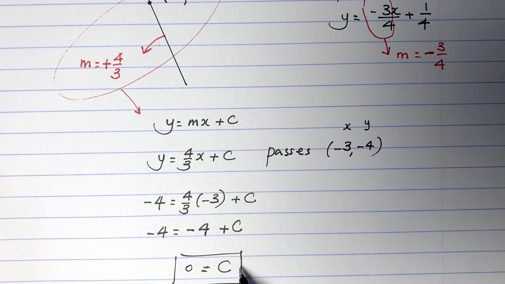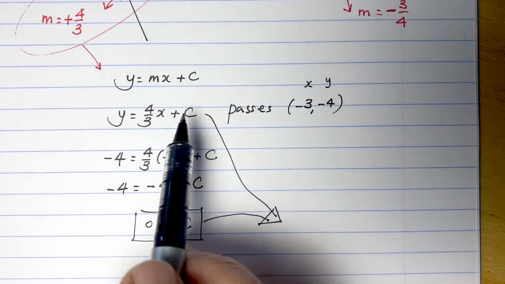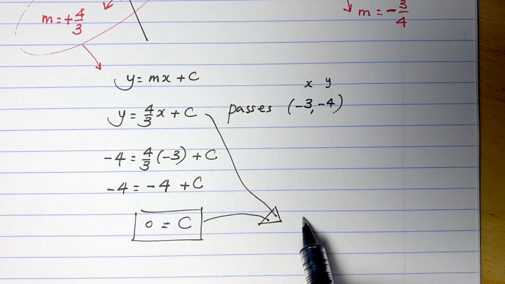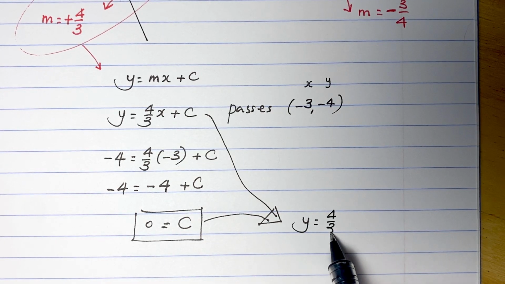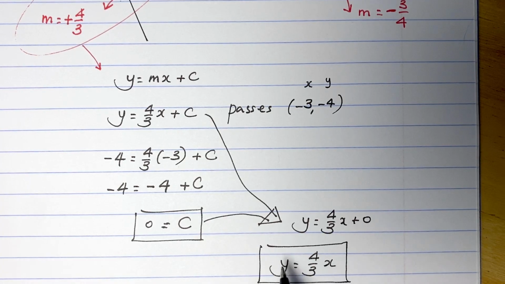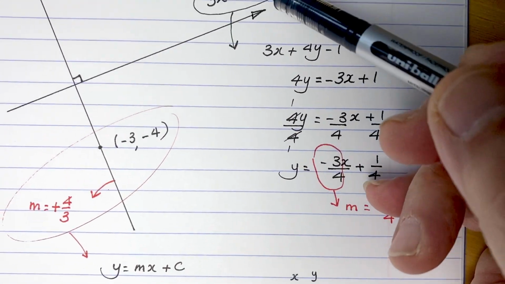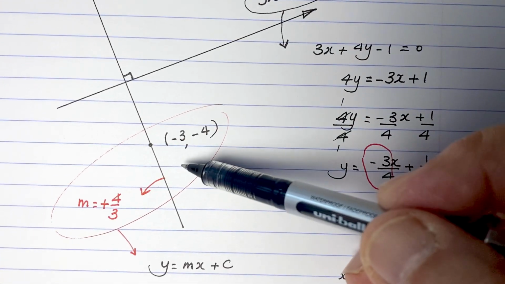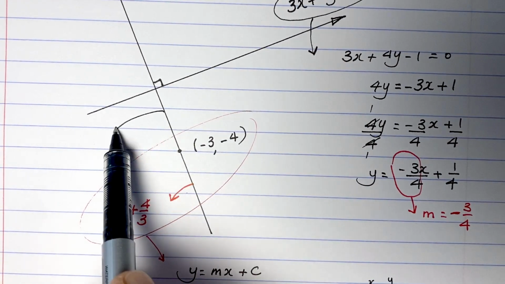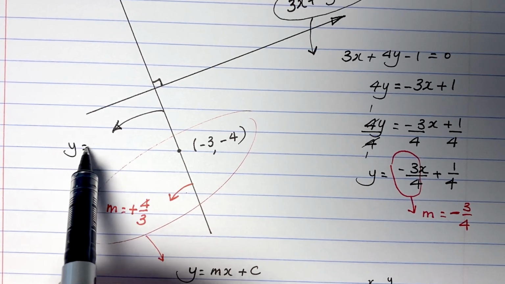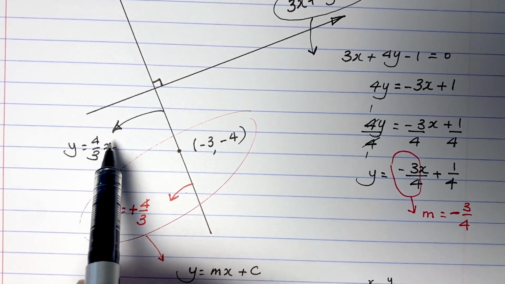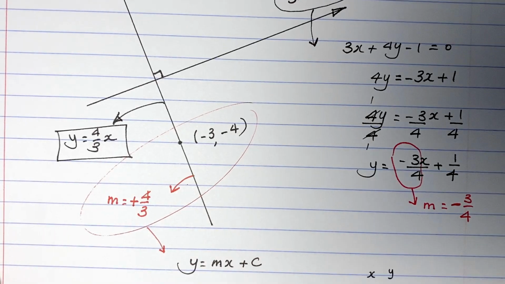Now replacing this into the equation with only c unknown, y equals 4/3 of x plus 0, or just y equals 4/3 of x. This line is perpendicular to this line and will go through this point. So the equation of this line is y equals 4/3 of x, and c came to be 0.